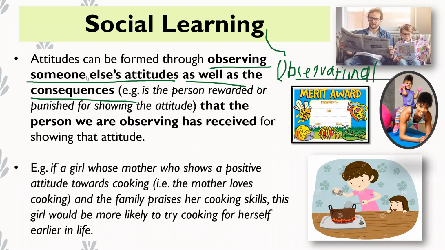So it's not just a simple case of monkey see, monkey do. It's not just that this boy sees his dad reading the newspaper and takes out a little piece of reading for himself. It's not just that this girl sees her mum cooking and then decides that she wants to cook for herself or has a positive attitude towards cooking. It's not just that the child sees the mother exercising and decides, you know what, I'm going to have a proactive attitude towards exercising as well. It's not just about observing someone else's attitudes. It's about observing the consequences that they receive for those attitudes as well.